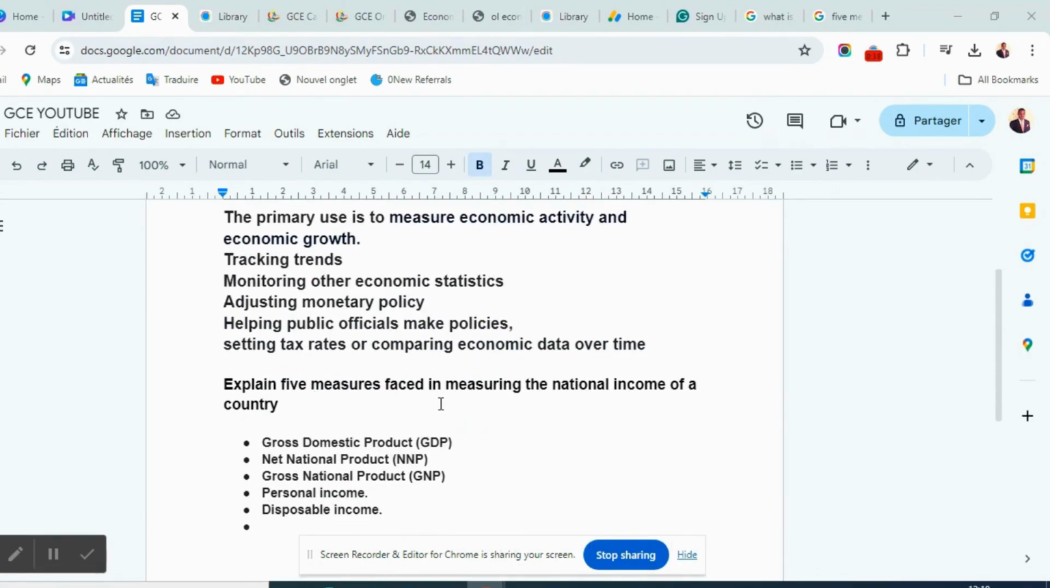Explain 5 measures used in measuring the national income of a country. 1. Gross domestic product. 2. Net national product, gross national product, personal income, disposable income. So these are the 5 measures used in measuring the national income of a country.